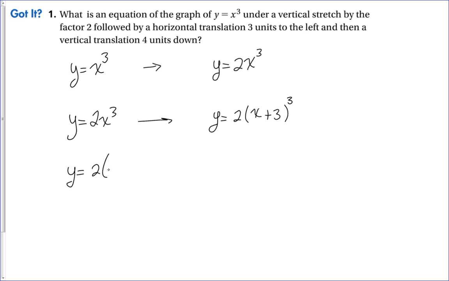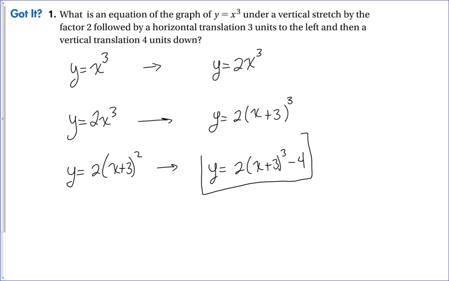So now let's start with this function, and we're going to translate that vertically 4 units down. So to do a vertical translation 4 units down, you're simply going to subtract 4 from the entire function. Okay? So this is what you should have ended up with right there. So these are a lot easier if you just take them step by step.